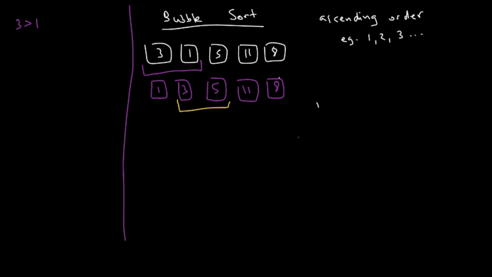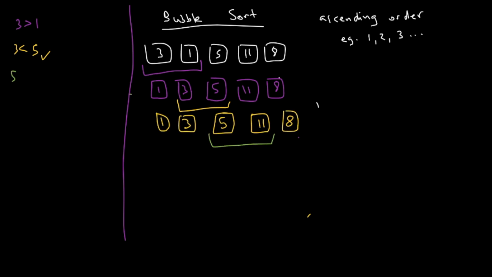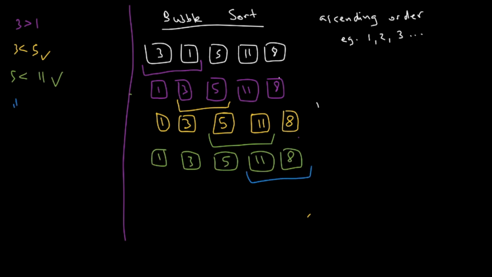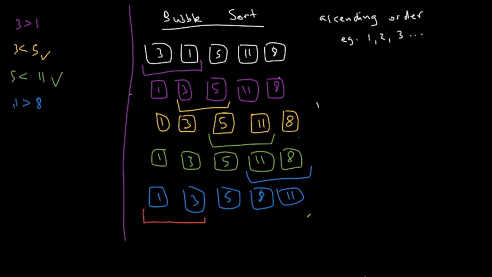Now we will compare the second number and the third, in this case 3 and 5. As 3 is smaller than 5, we don't have to swap them. Then, 5 is smaller than 11, so the order stays the same. We compare 11 and 8, and as 11 is greater, we swap them. Once we've finished, we start again from the beginning.